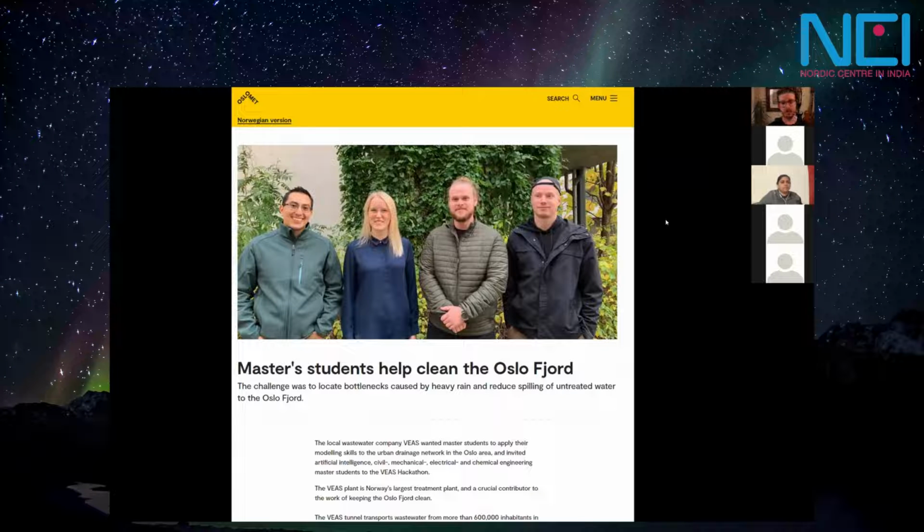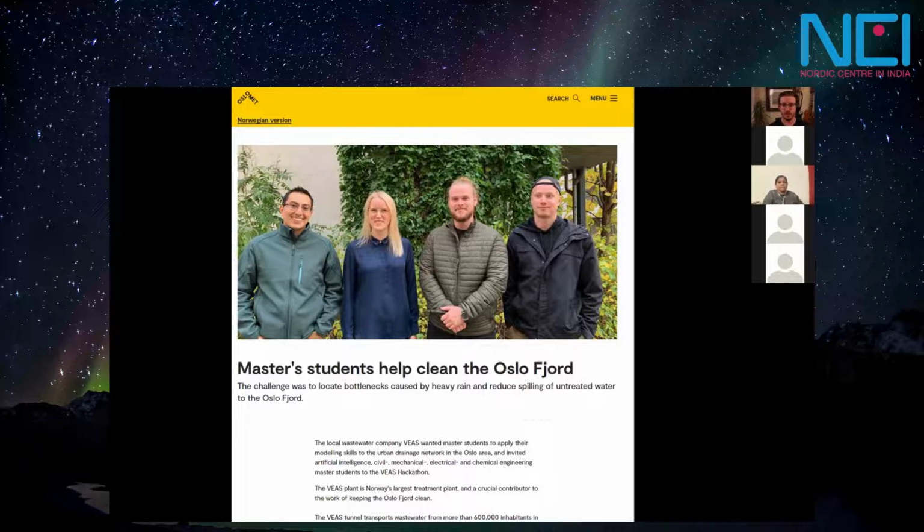So this was the example I alluded to earlier that I wanted to bring forth. These are 4 students that I'm very proud of, and they attended a hackathon that was a collaboration between a Norwegian company that was dealing with wastewater management connected to the Oslo fjord. And they were dealing with some issues in floodwater management, so how they would deal with rapid floodwaters into their systems, and that essentially forcing them to dump wastewater into the fjord.